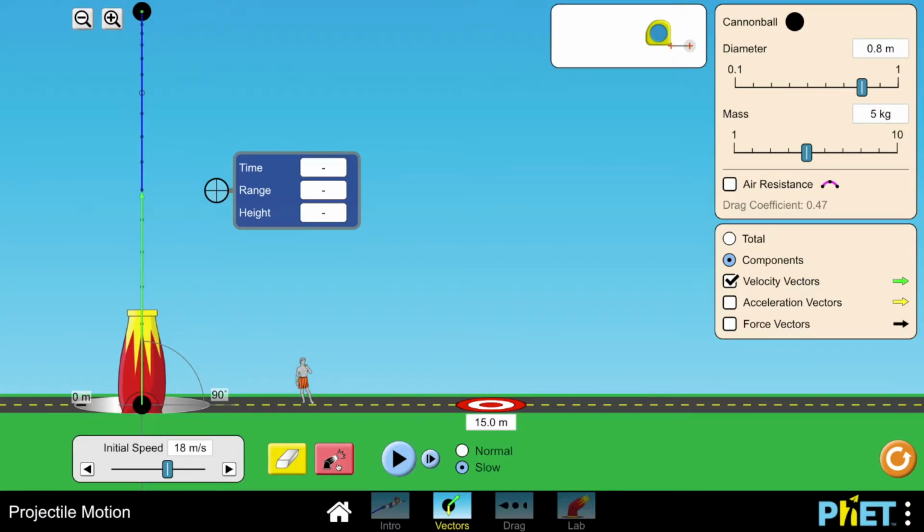So I'm going to launch a second cannonball. And what should happen is that the second cannonball should reach the maximum height up here when the first cannonball lands on the ground. All right, so I'll pause it when we get a little closer to the end there. Okay, I'm going to pause it and now incrementally go.